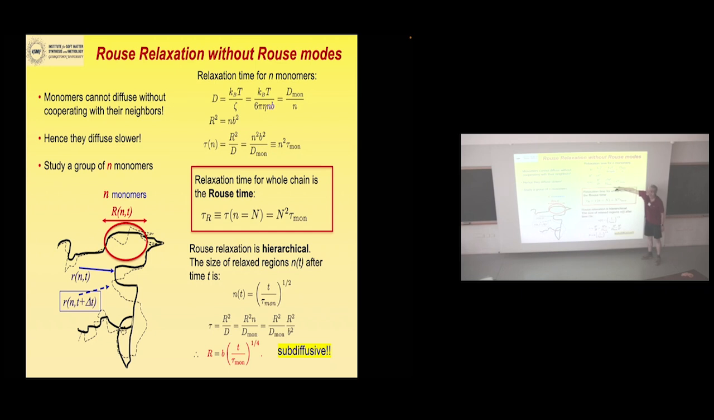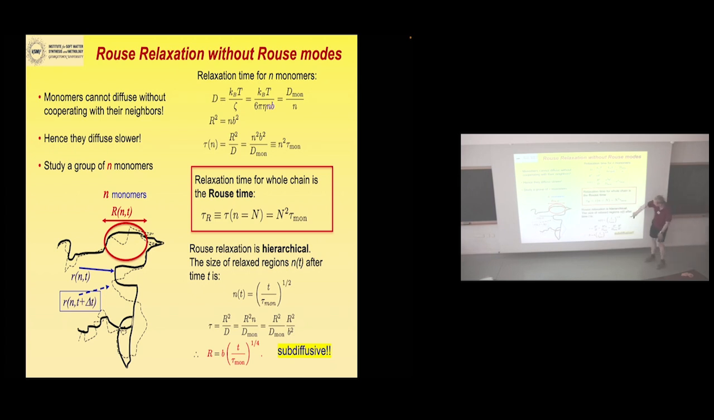So just take the square root of this. I'm going to get the size of the relaxed regions scales as time over the monomer time to the 1/2. Okay, so you stretch it out, and I want to ask, after some amount of time, what's the size of regions that have relaxed? And the size of that region scales as t over the monomer time to the 1/2. Okay. I can also ask about how things are moving in space.